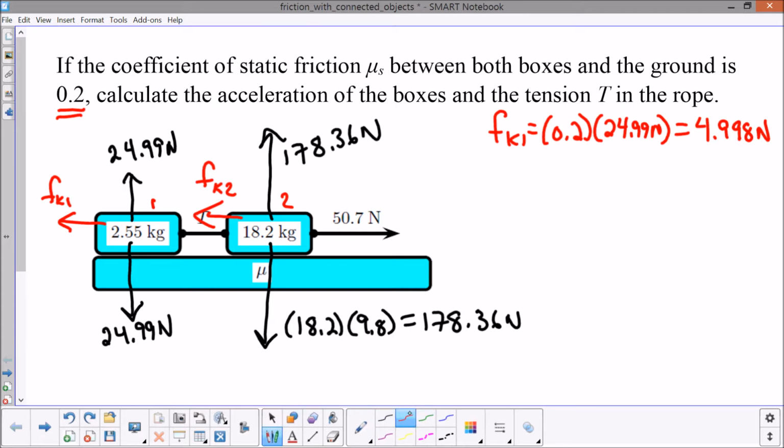The force of kinetic friction on box 2 is the coefficient of friction between box 2 and the ground, which is also 0.2. But again, if they weren't the same, you would just make sure that you use the correct value, times its normal force, which is 178.36 newtons, which is 35.672 newtons.